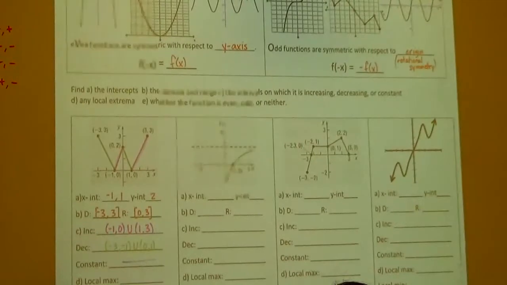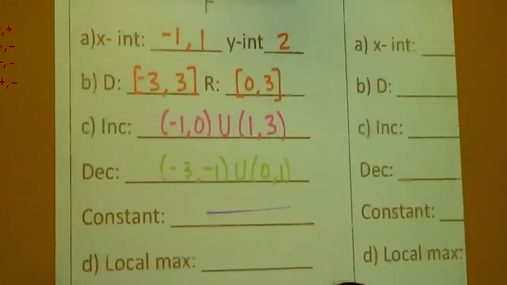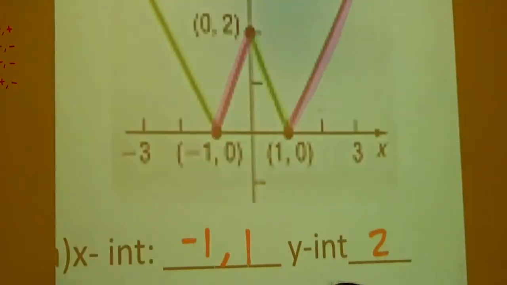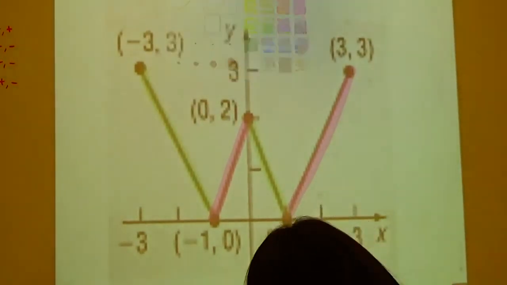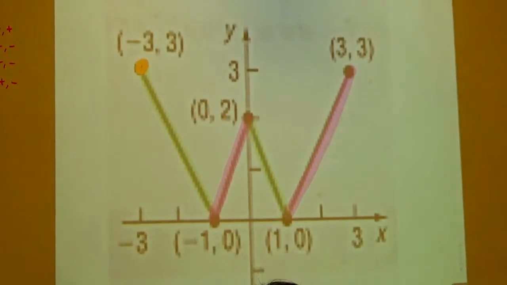Alright, local maximum. You said -3, 3. What else? 0, 2, good. 3, 3.